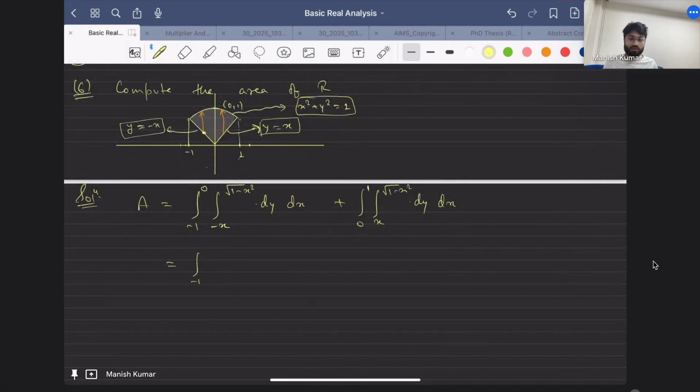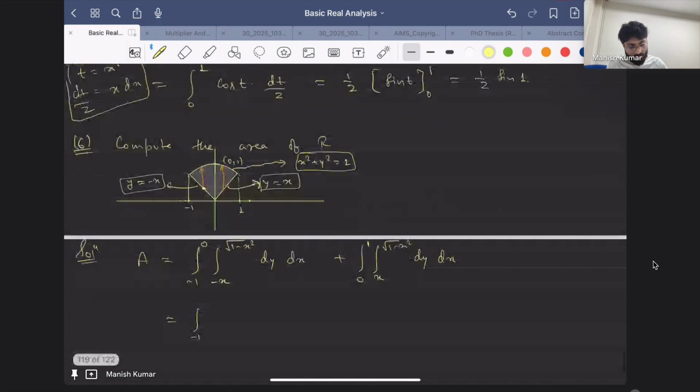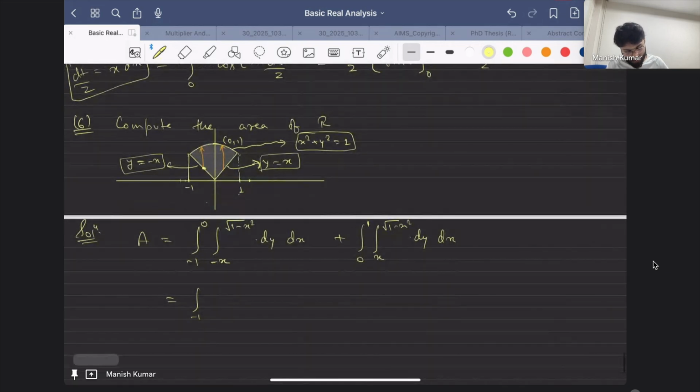Sir, y is equal to minus x, sir, what is the intersection point of y equals minus x and the circle x square plus y square equals 1, sir? I think it is 1 by under root 2, sir. Minus 1 by under root 2, is it? Sir, put the value. Oh, okay. I think you are right, probably.